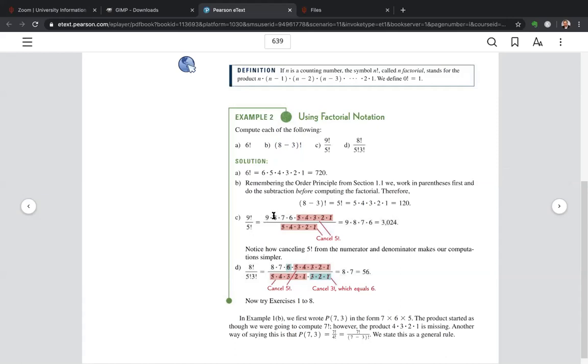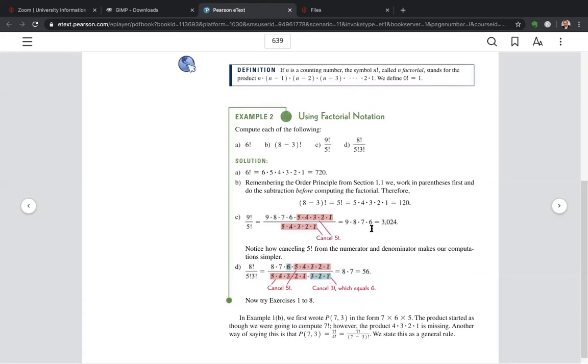In letter C, when you have 9 factorial over 5 factorial, I want you to notice that you could write that out as 9 times 8 times 7 times 6. This part right here in red on top, 5, 4, 3, 2, 1, that's a 5 factorial. You wouldn't even have to write it out if you didn't want to. You could have just done 9 times 8 times 7 times 6 times 5 factorial and then canceled it with the bottom. And then you multiply those numbers together.